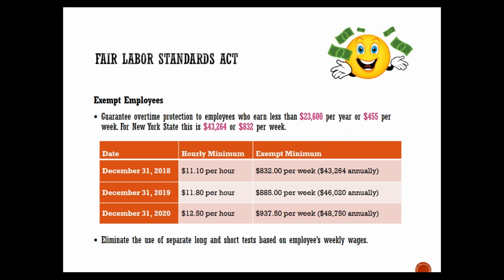We are waiting to see what the federal is going to do. I'm assuming it will not go as high as New York is right now, but we're going to watch for that. And whichever exempt minimum is higher is the one the employee has to be paid. It's whatever is advantageous to the employee. So for now, it's $832 a week, not to be prorated for part-time.